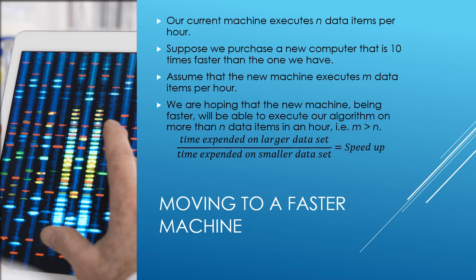Writing the formula for speedup. Speedup is time expended on the larger dataset divided by time expended on the smaller dataset. In our case, this can be written as time of m data size divided by time of n data size is 10.